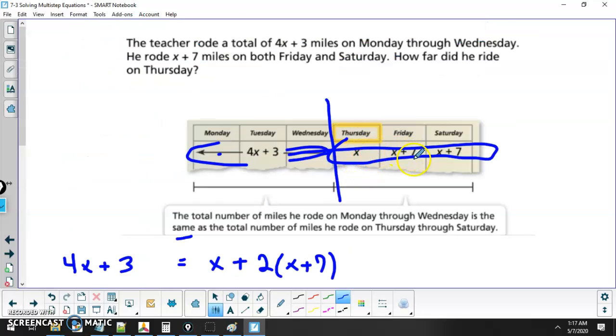Okay, and you can actually figure out how many he rode on Friday, which is 11 plus 7. So it'd be 18 here, 18 here, 11 here, and then 4 times 11 plus 3. So this would be 47. 4 times 11 plus 3. So this better be 47 too, which it is. And so that just checks that we did it right, which is cool.